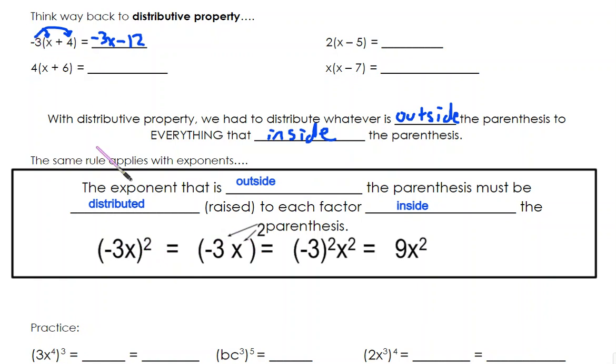The number on the outside went to everything on the inside. Same thing for these. This 2 has to go to that -3 and to the x, right? So it's going to two things. So the 2 goes to the -3, which is right here, and then it's also going to the x. And -3 squared is 9, x squared is x squared, right? So let's do some of those.